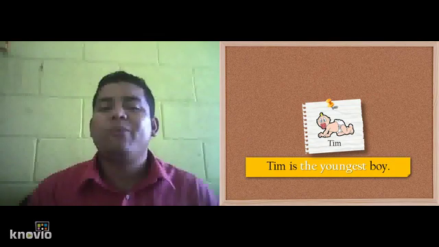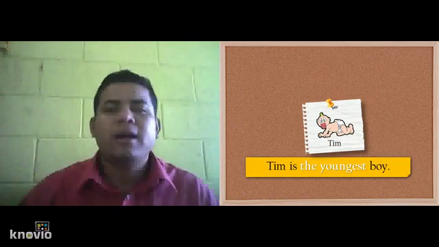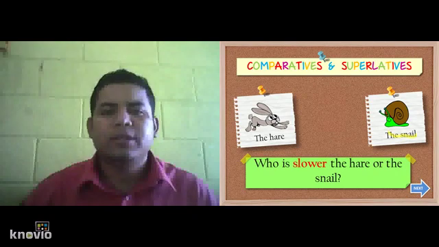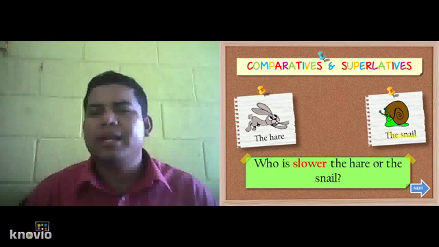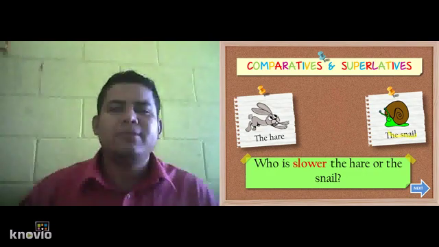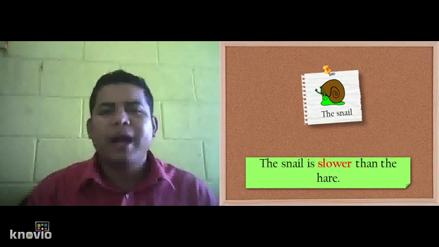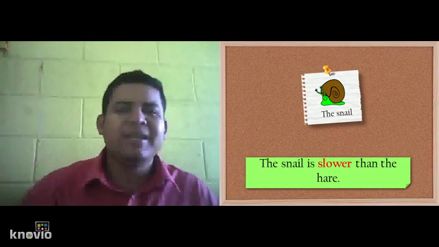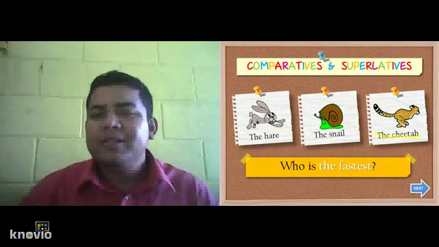In this case, I want you to please help me, and in your mind, I want you to please think about the answer. I'm going to show you the question, and then at the end, I want you to please tell me the answer. So who is slower, the hare or the snail? We have these two animals, and I want you to please think about the answer and now tell me. If your answer was the snail is slower than the hare, you are right, and you are doing really well using comparatives.